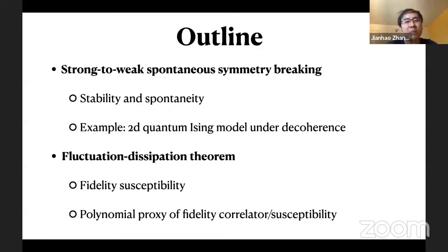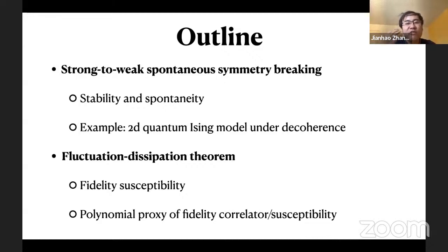The second part of my talk is the fluctuation-dissipation theorem in open quantum systems. Firstly, we define fidelity magnetization and fidelity susceptibility, and relate the fidelity susceptibility to some kind of two-point correlation function. It's actually a generalized two-point correlation function, not the traditional two-point correlator. And we establish the generalized fluctuation-dissipation theorem that basically relates the dynamical properties of the system and the correlation behavior of the system.